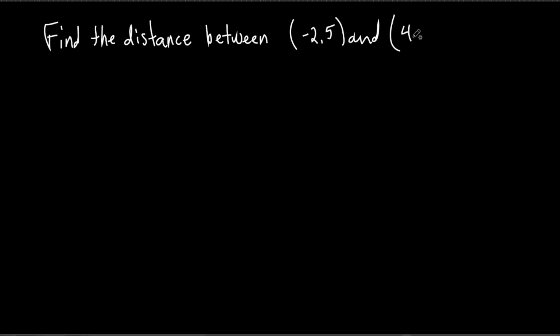Find the distance between, and then they're going to give you 2 points. And I'm just going to give you the 2 points right here. So -2, 5 and 4, 1. What I'm going to do is show you on the graph how to do it, but then I'm going to show you the formula that you can just plug it into. So you don't really have to graph these. But I'm going to graph it first just to show you where this formula comes from. Is that all right? Okay.